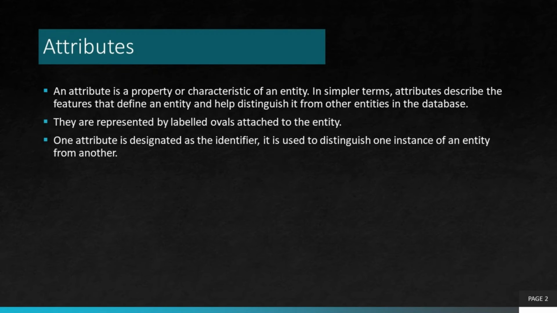Now, an attribute is a property or characteristic of an entity. In simple terms, attributes describe the features that define an entity and help distinguish it from other entities within the database. These attributes can be thought of as building blocks that contribute to the richness of the data within the database. There are 5 types of attributes that you need to be aware of.